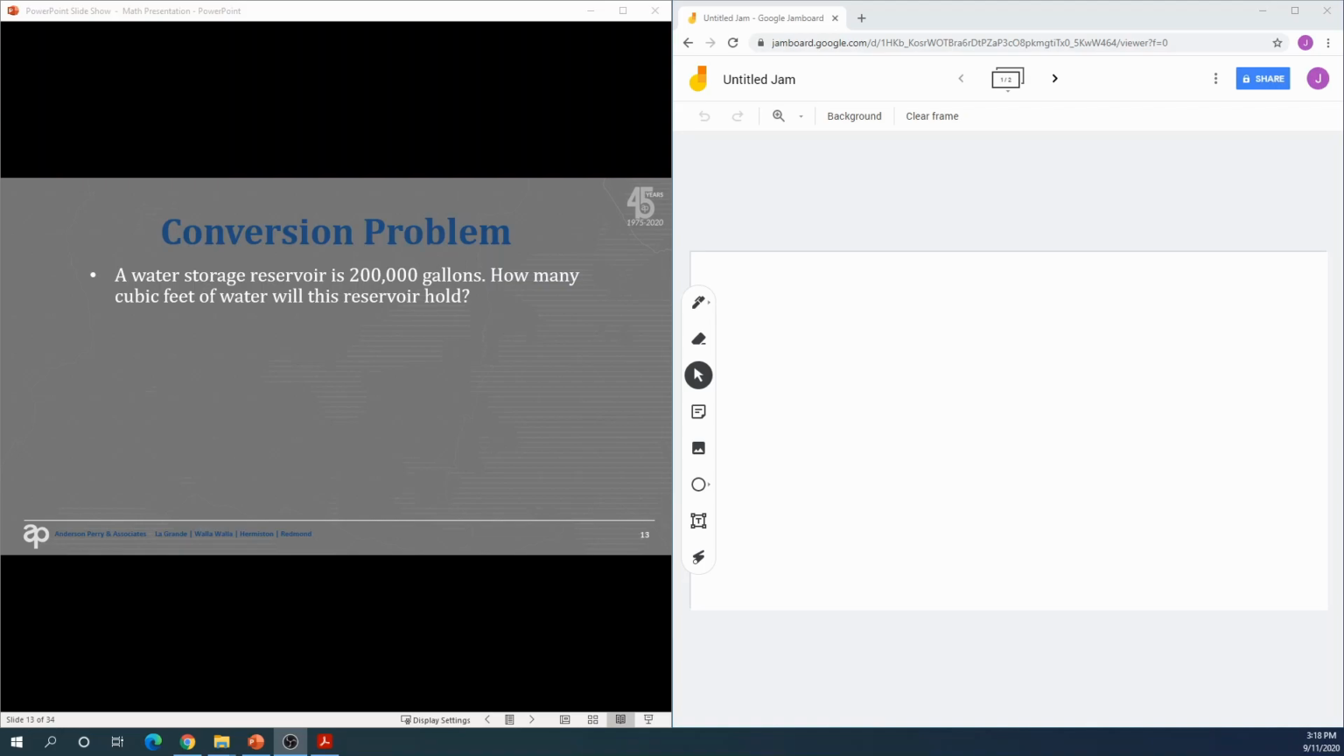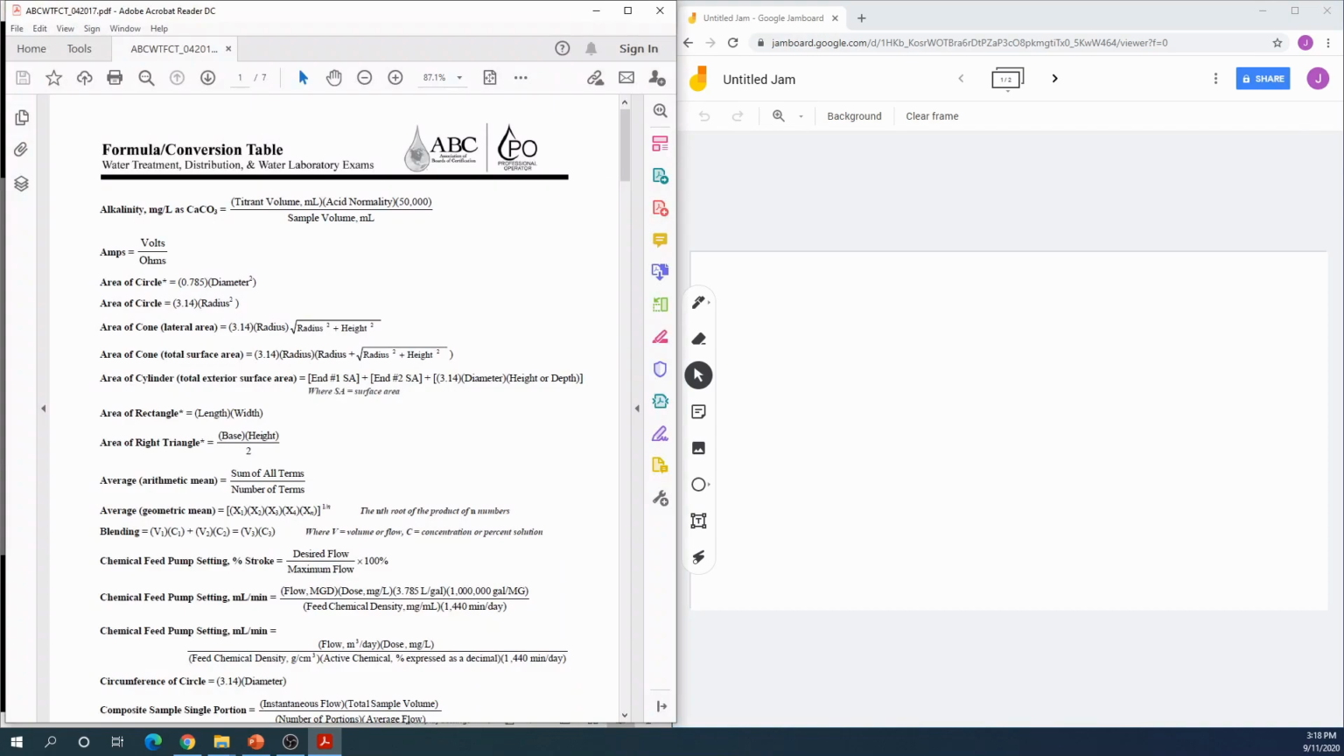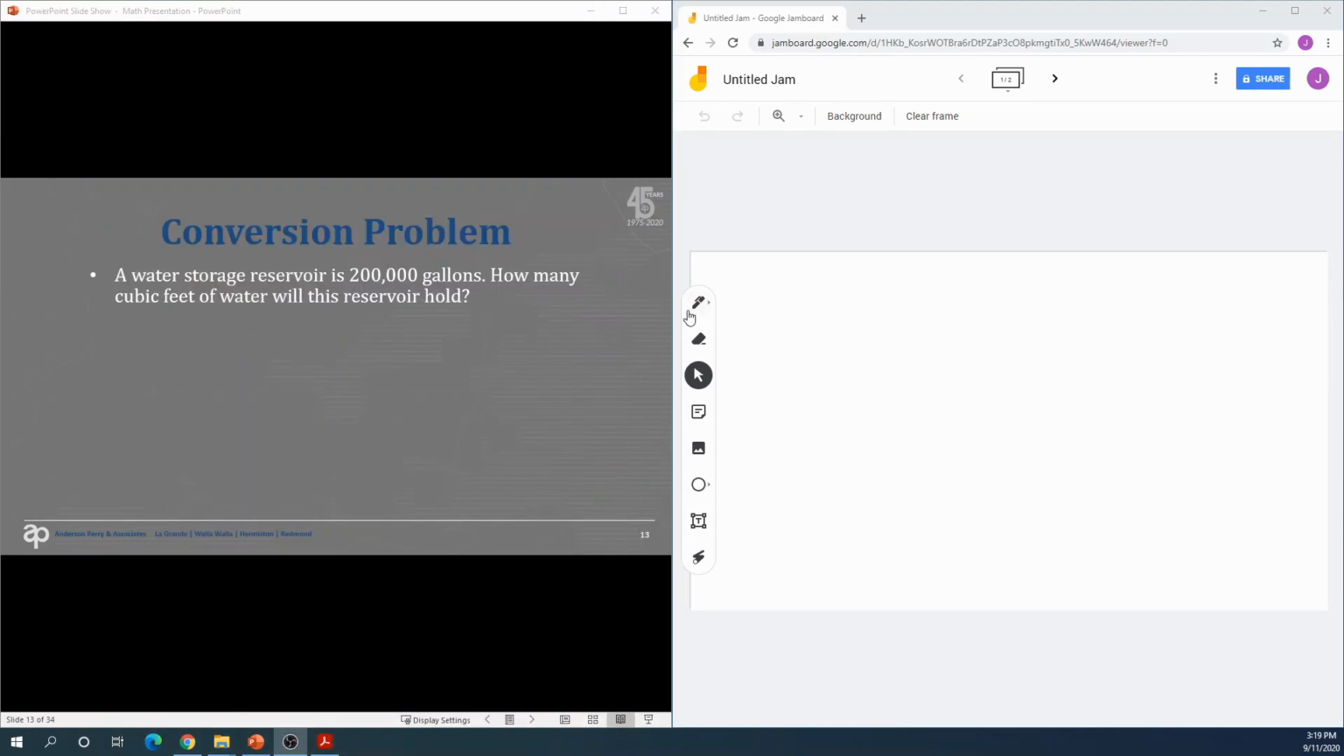So earlier I mentioned a reference sheet. I'm going to go ahead and bring that up. The reference sheet I have here is the formula/conversion table for water treatment, distribution, and water laboratory exams. So this is the Association of Boards of Certification for Professional Operators. Now this is going to be the same cheat sheet that you'll have when you go in to take your exams. So I'm going to be referencing this throughout the math course. So with that, let's look at the problem we're going to be looking at.